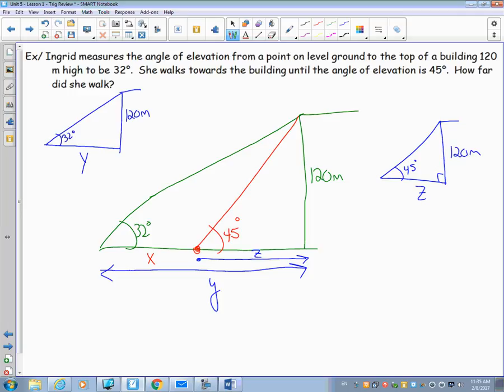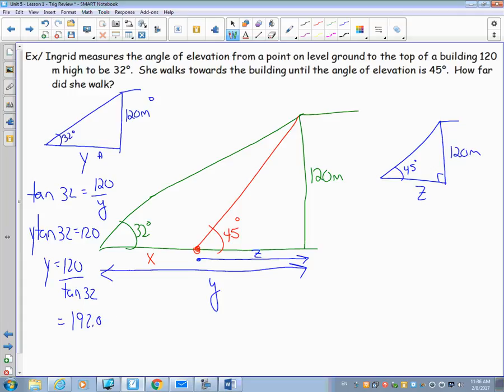So the left-hand problem here, opposite and adjacent, that's the tan of 32 equals 120 over y. Oh, I've solved that problem a few times today. Cross multiply, divide, and initially she was 192.02 meters from the building.